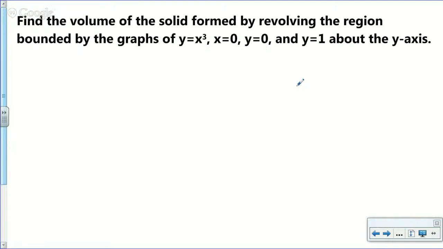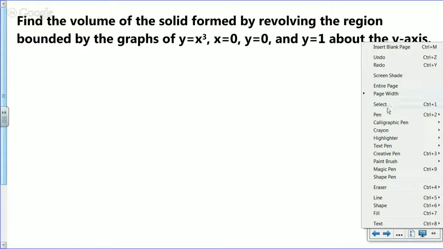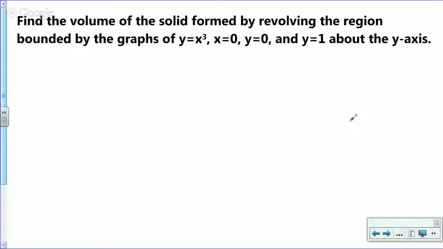All right, let's try another. It says find the volume of the solid formed by revolving the region bounded by the graphs of y equals x cubed, x equals 0, and y equals 0, and y equals 1 about the y-axis.